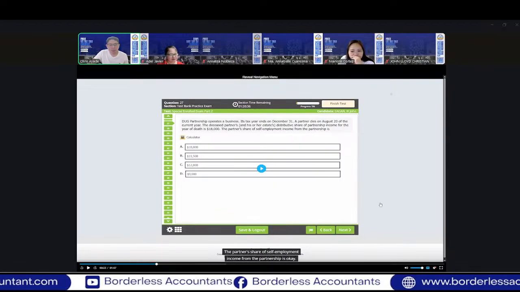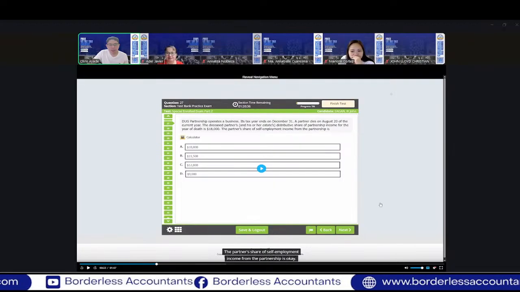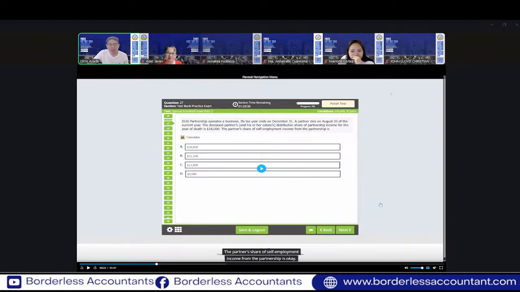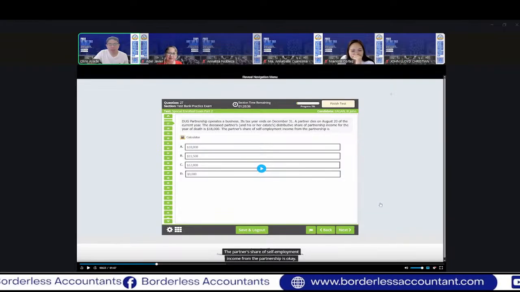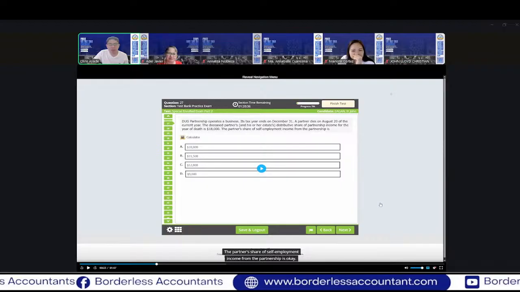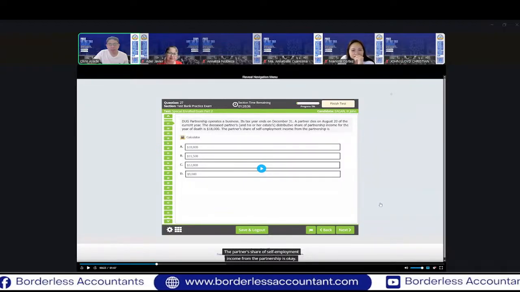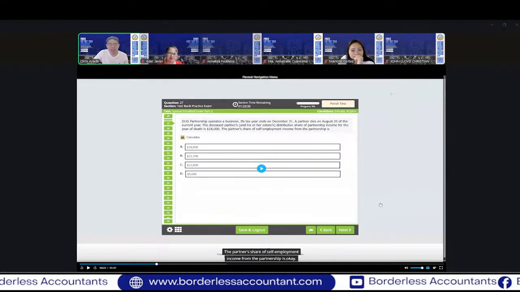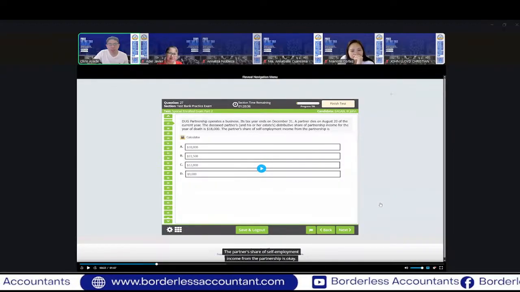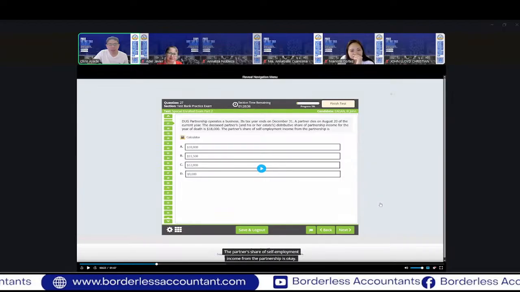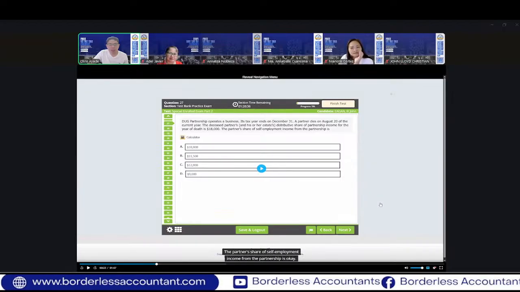So the Doug Partnership operates a business. Its tax year ends on December 31, calendar year. The partner dies on August 20 of the current year. The deceased partner's and his or her estate's distributive share of partnership income for the year of death is $18,000. The partner's share of self-employment income from the partnership is.